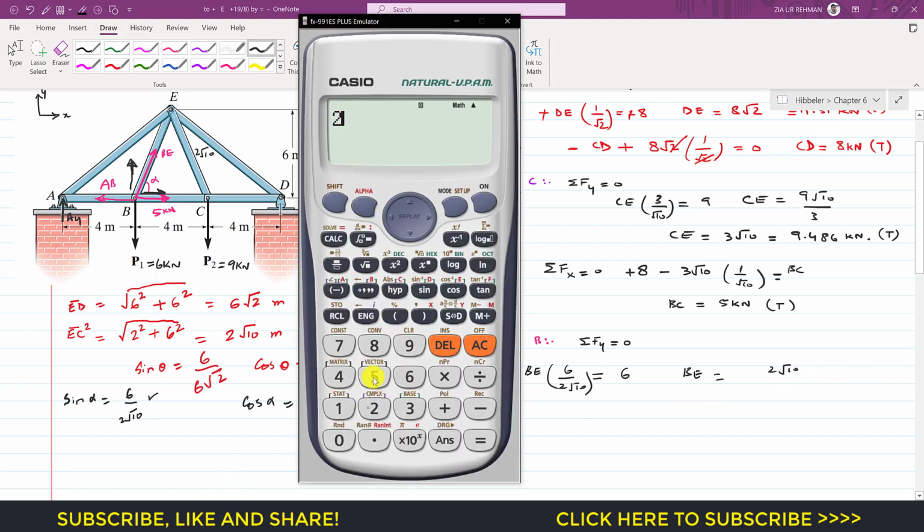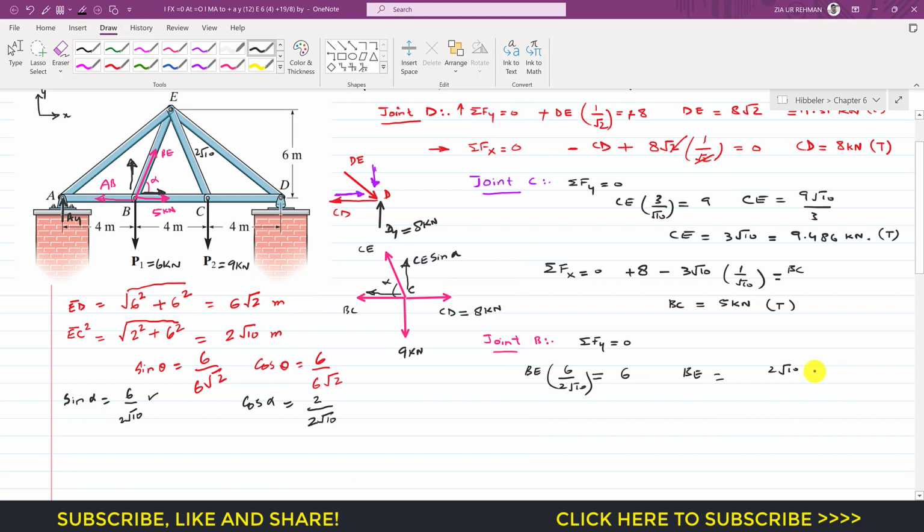So 2 square root 10 is equal to 6.325. So BE is 6.325 kilonewton, and since BE is acting away from this joint B, this means that this is the tension force.